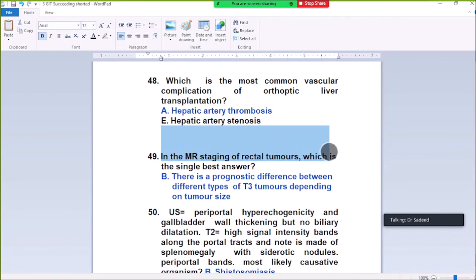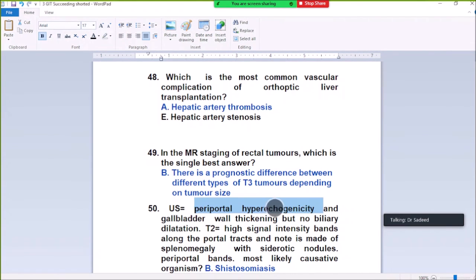49. In the MRI staging of rectal tumor, which is the single best answer? B. There is a prognostic difference between different types of T3 tumors depending on tumor size. In rectal tumors, obviously there is a prognostic difference between different types of T3 tumors depending on tumor size.